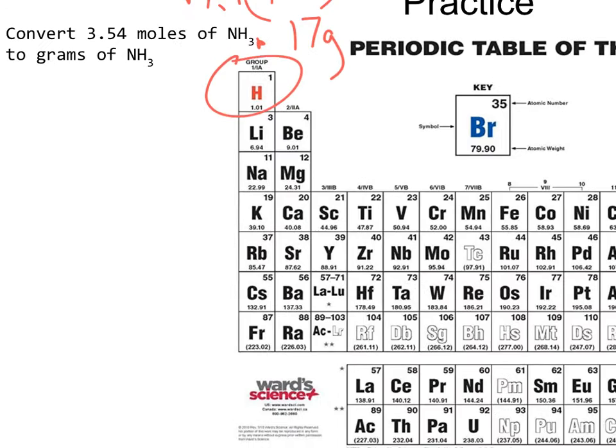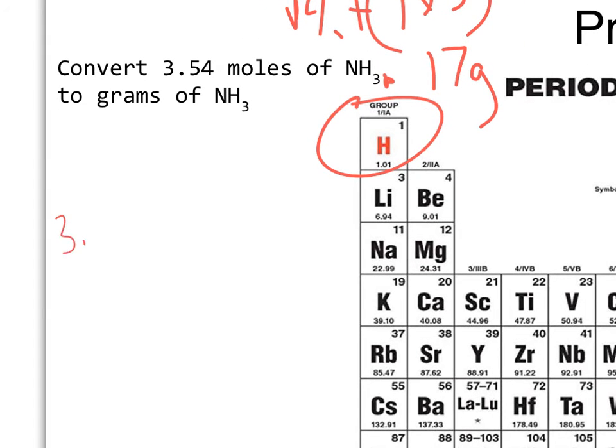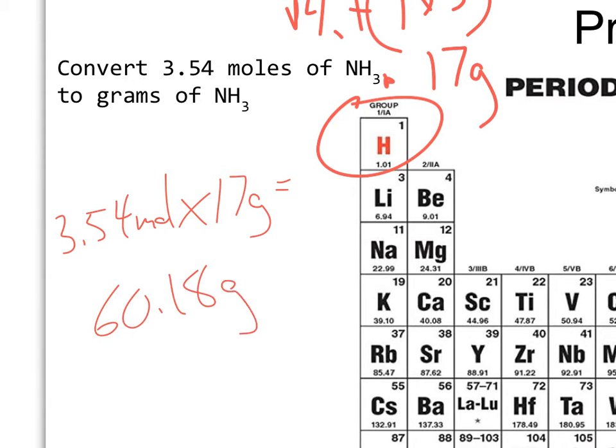Okay, so 3.54 moles times 17 grams, and that's per mole. 3.54 times 17 equals 60.18 grams of ammonia.